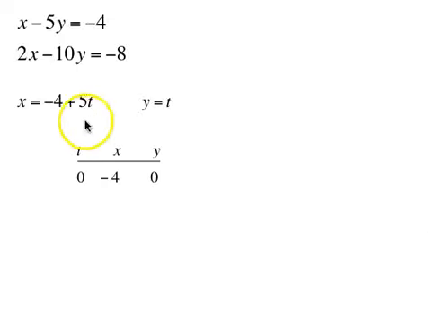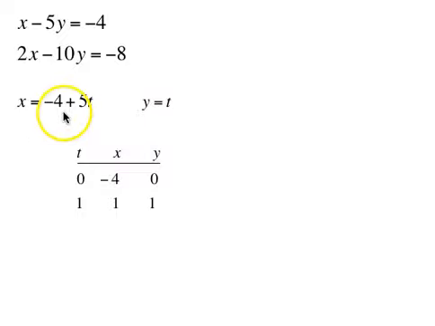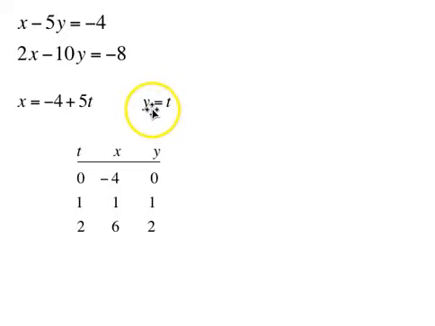So if t is 0, x is negative 4 plus 5 times 0, x is negative 4, and y is 0. If t is 1, y is 1, of course. What is x? Negative 4 plus 5 times 1, negative 4 plus 5 would be 1. So we have the point 1, 1 also on that solution set. And let's just do one more. What about if y is 2? So if t is 2, x is negative 4 plus 5 times 2, 10 minus 4 is 6.